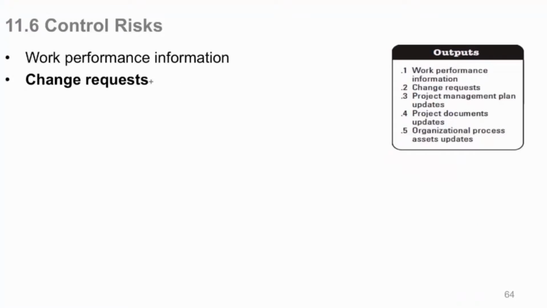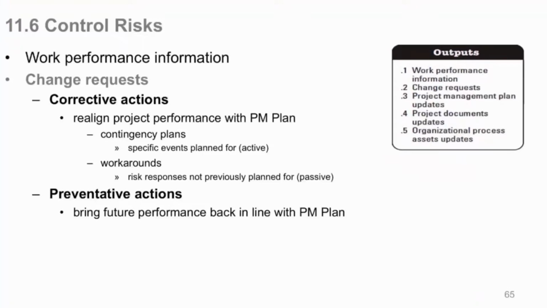Change requests are a natural output of control risks, because now you've executed a response plan. So now, because that happened, maybe you need to make some corrective actions to your project. You may need to realign project performance with the PM plan because this risk just decimated some process, and now there's no way you can meet one of your baselines. You need to re-baseline perhaps.